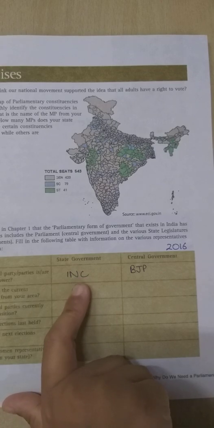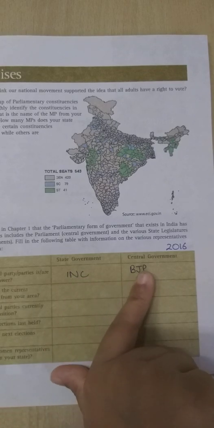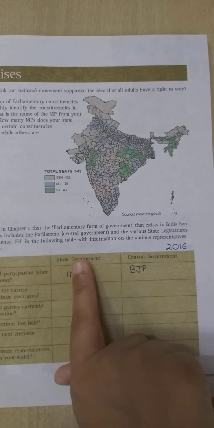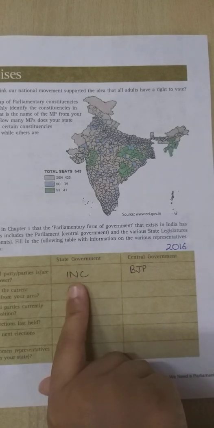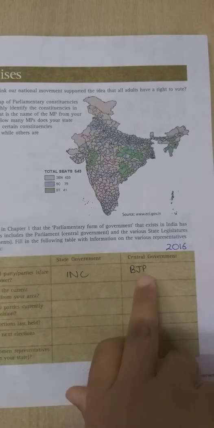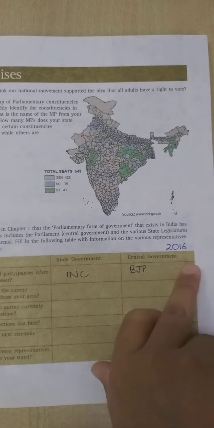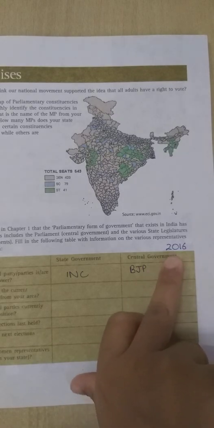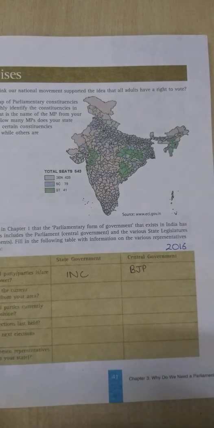For Delhi, it is like our party. Central government, of course, it's the Bharatiya Janata Party. In my state, it was the Indian National Congress which was ruling, and similarly for central, it was the BJP. So I had written this for 2016, I think, according to this table, the previous data which was given.